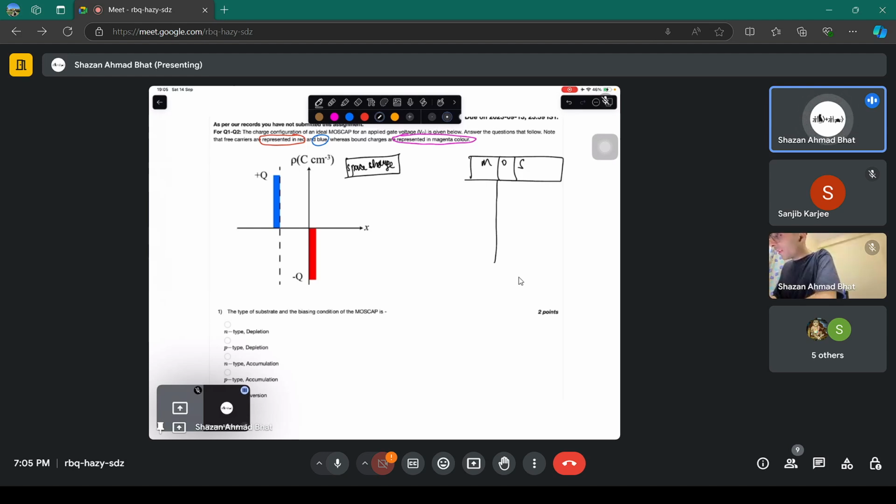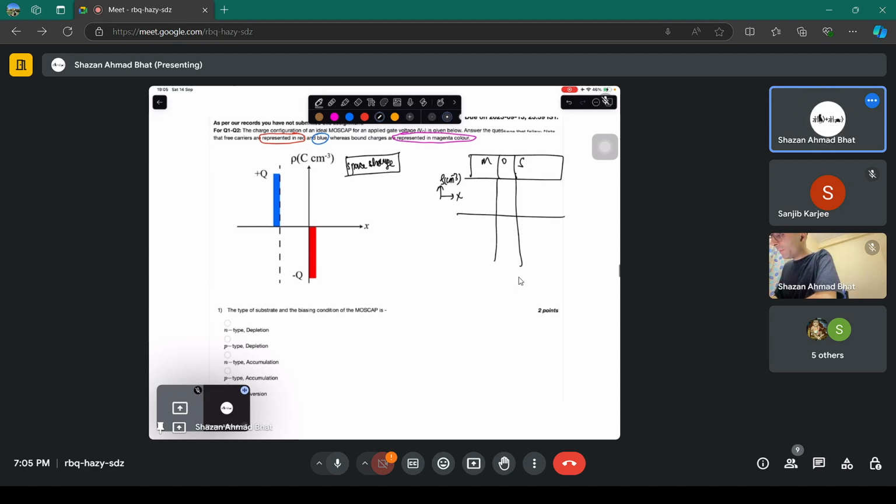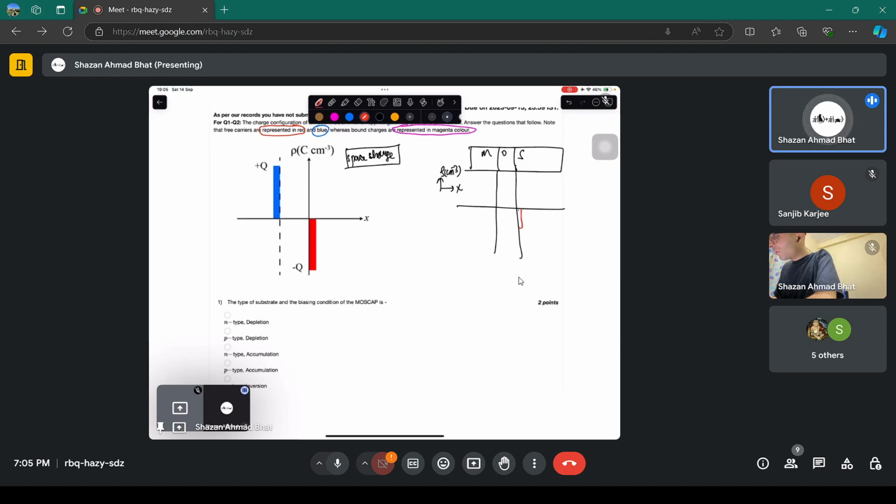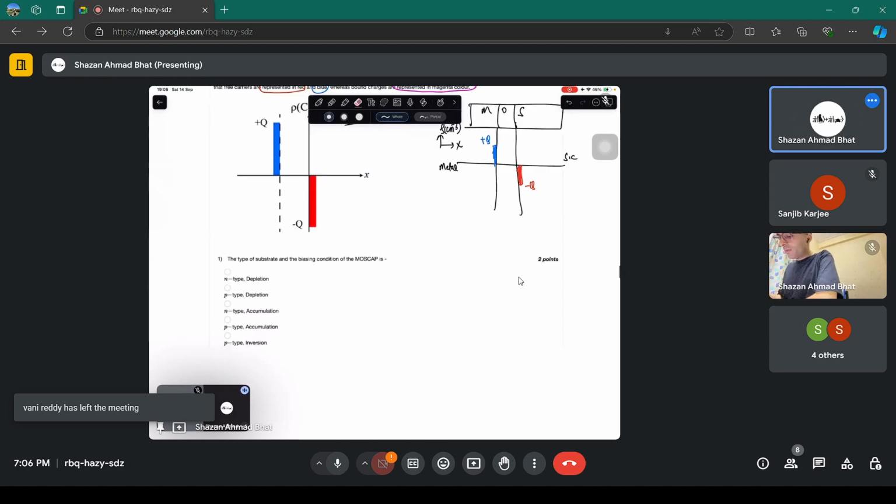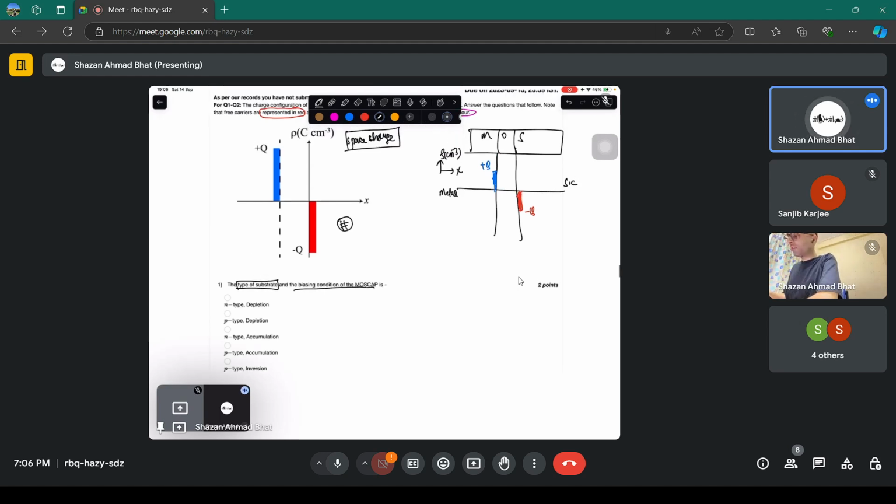So they have made a space charge diagram of it, where this axis is rho in per centimeter cube, and this axis is X. What they are showing is that there is almost like a delta charge here, which is minus Q, and there is a delta charge here, which is plus Q. And you know that this is the metal side, and this is the semiconductor side. So first of all, you need to answer what is the type of substrate used on this side, and what are the biasing conditions of the MOS cap. How are you going to conclude it? First thing is that you see that there are free charges here.